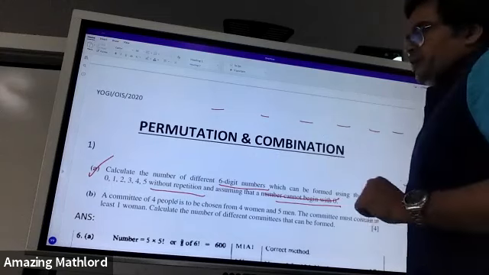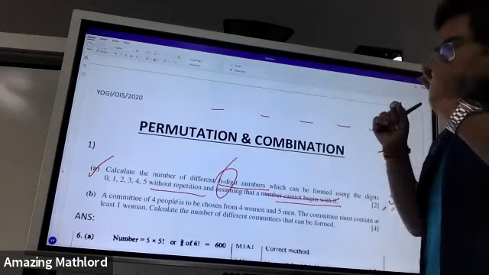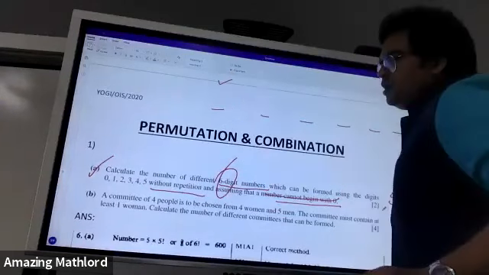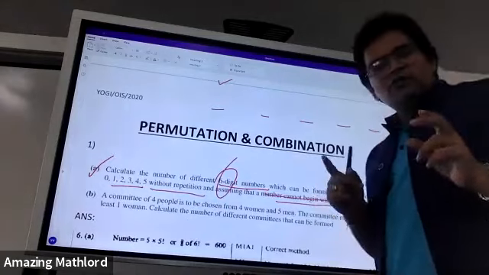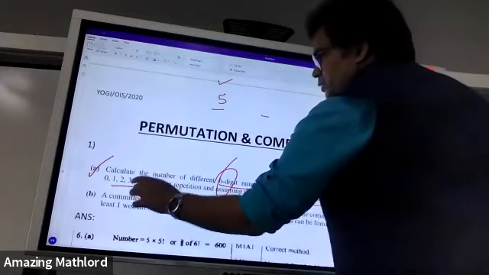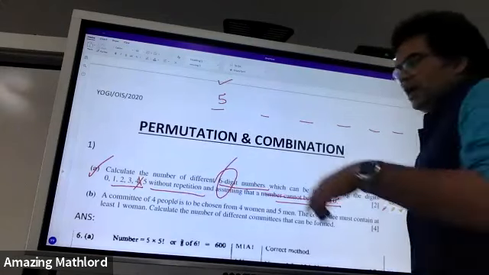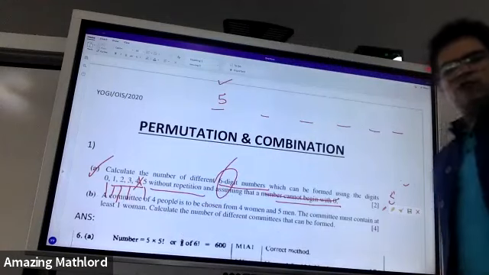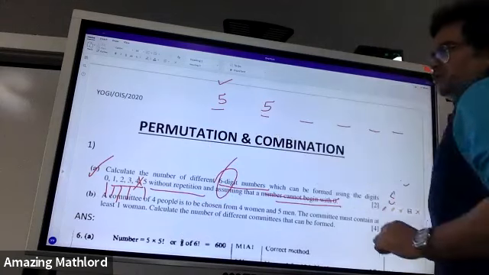Now when you're talking about the formation of 6-digit numbers, your first place has to be filled. You're going to have 5 choices for that: 1, 2, 3, 4, and 5. So you're going to have 5 choices to fill the first place. Now let's say one of the numbers I have used. Suppose I used a 4. I could have used any number apart from 0. I am still left with 5 numbers, including 0. So there are 5 more numbers left to fill the next spaces.